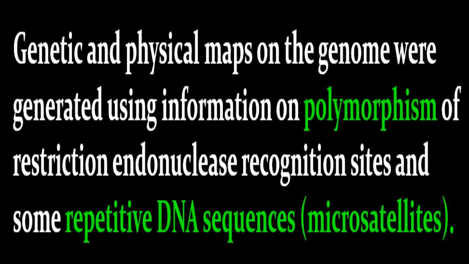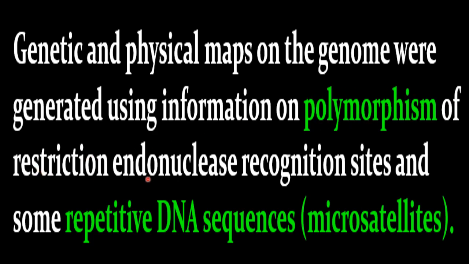Finally, after 13 years, the human genome was sequenced. The complete human genome was sequenced based on the methodologies and the procedure which was followed. So here, genetic and physical maps on the human genome were generated using information on polymorphism of restriction endonuclease recognition sites. Polymorphism means variation in DNA sequence.